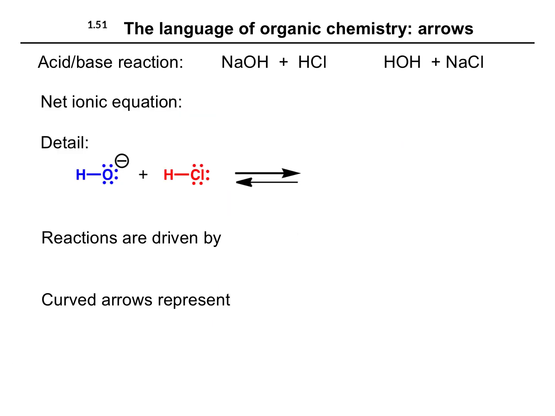Let's change topics for a moment and we're going to talk about acid-base reactions. So if we have an acid such as hydrochloric acid and it reacts with a base such as sodium hydroxide, these can react together to form water and sodium chloride. Now the net ionic equation, this means that we are ignoring counter ions that aren't involved. So we ignore the sodium and we focus on hydroxide plus HCl reacts to form water plus Cl minus.